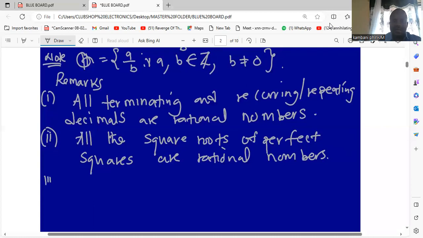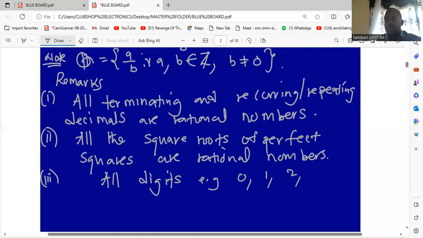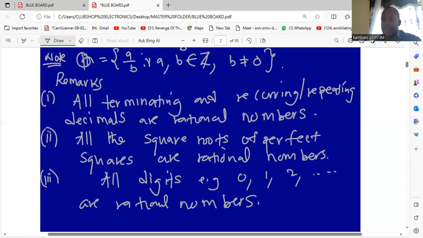This also takes us to this point. All digits, e.g. 0, 1, 2, and so on, are rational numbers because we can express such as a fraction.